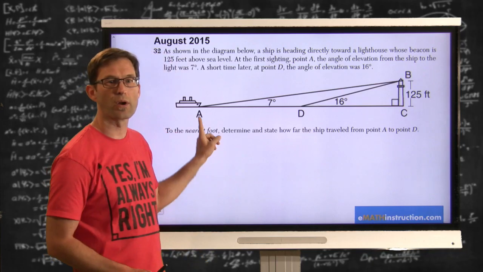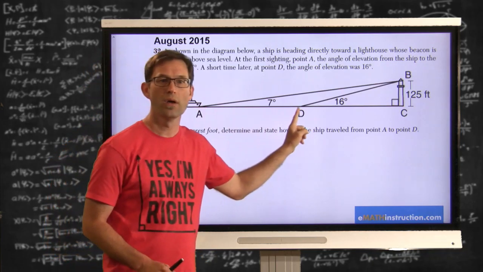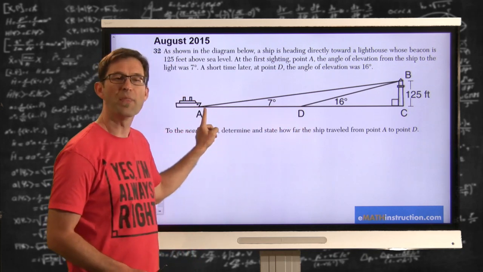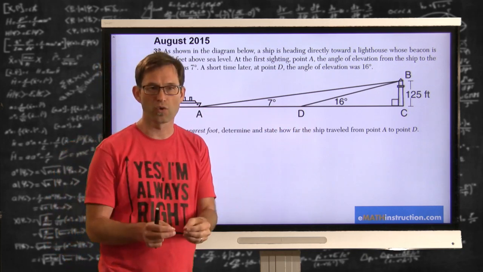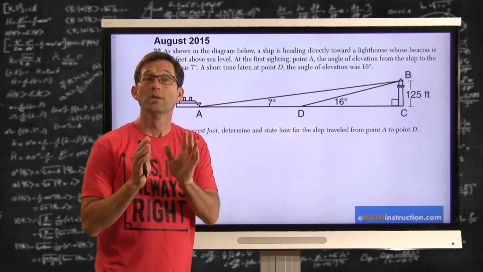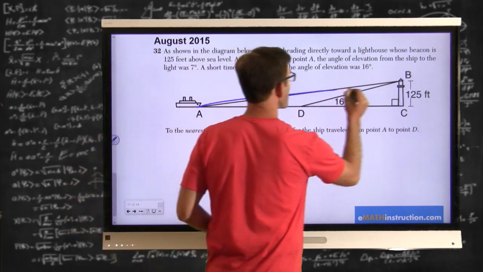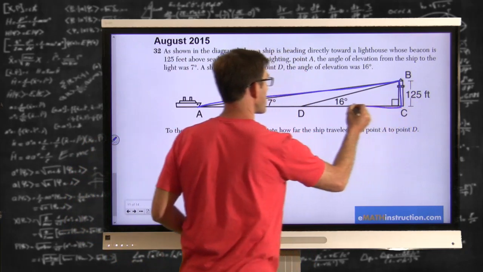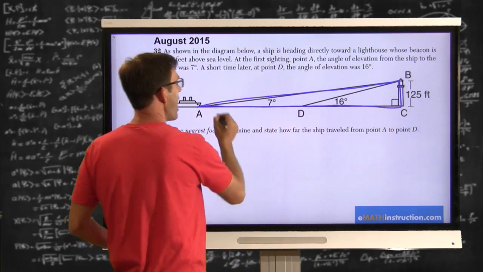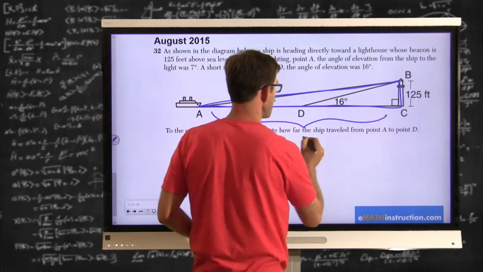So, let's be very clear. What I want is the distance from here to here. But that distance is not part of a right triangle. Still, what I can do is work with two right triangles. I can work with this one, and I can figure out this distance. Let me call it x.